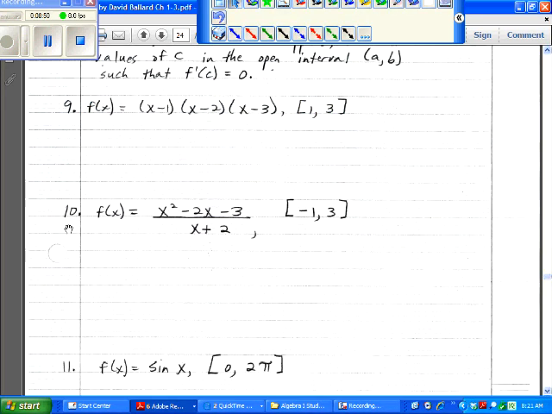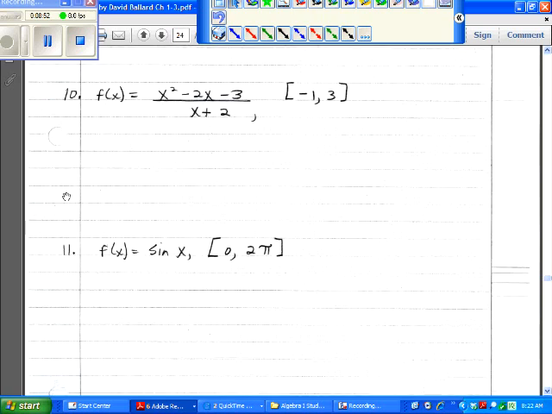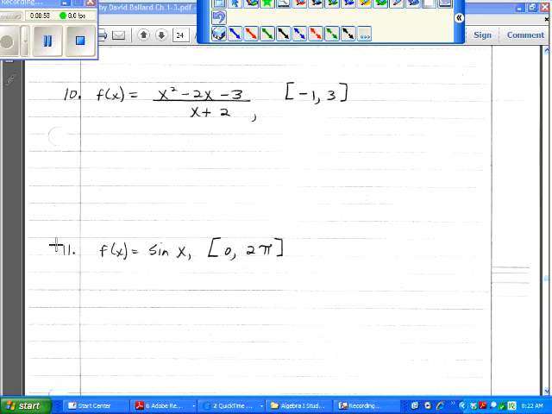All right, number 10. Number 10, we want to determine whether Rolle's theorem applies. And if it does, then we want to find all values of c so that the derivative is equal to 0. Okay? So we first could find the function value.